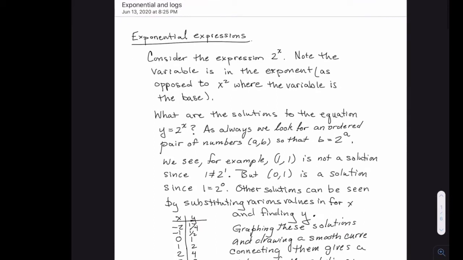Okay, here we're going to talk about exponential expressions, and we'll first consider the expression 2 to the x. Now the variable is in the exponent, as opposed to, for instance, the expression x squared where the variable is in the base. So let's look for solutions to the equation y equals 2 to the x and understand how to evaluate these expressions.